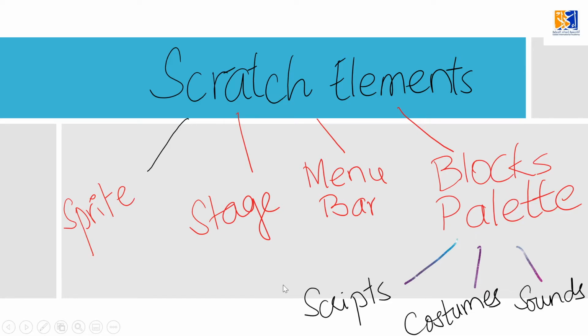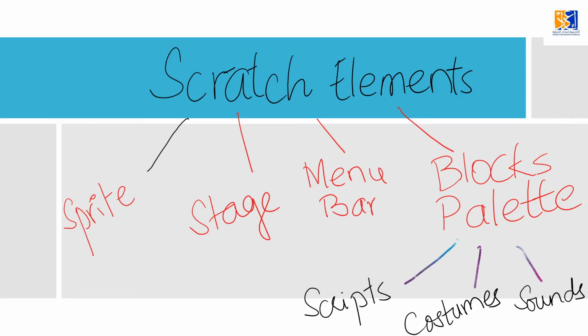Blocks palette, we have scripts, also known as code, where we write our coding to make our sprite work. Costumes, every sprite has a costume, maybe 1, maybe 2, 3, 4, they have costumes. So sounds, same, we have sounds also. So all these things come in blocks palette. These are the elements of Scratch.